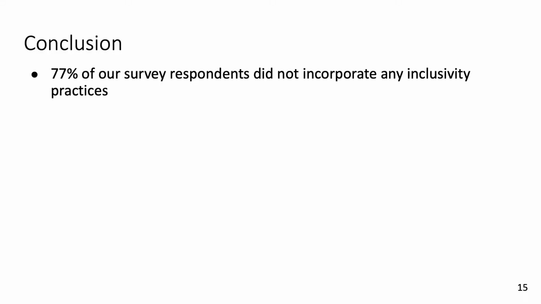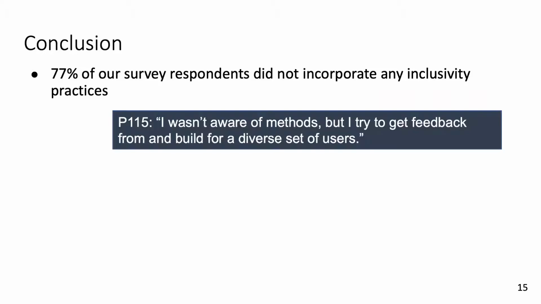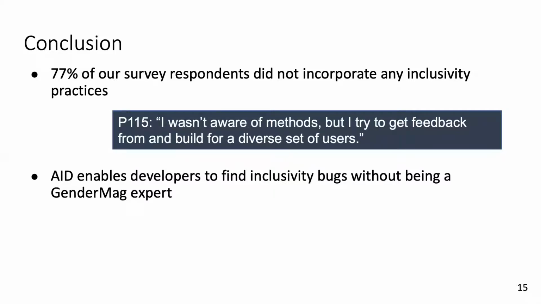To conclude, our survey's results suggested that tools like these are needed, as 77% of respondents reported not incorporating any inclusivity practices. A goal of this work was to find out whether it was possible for a software tool to automatically detect inclusivity bugs. And as our results with age show, such a tool is both possible and feasible to implement. It enables developers to find inclusivity bugs without needing to become GenderMag experts.